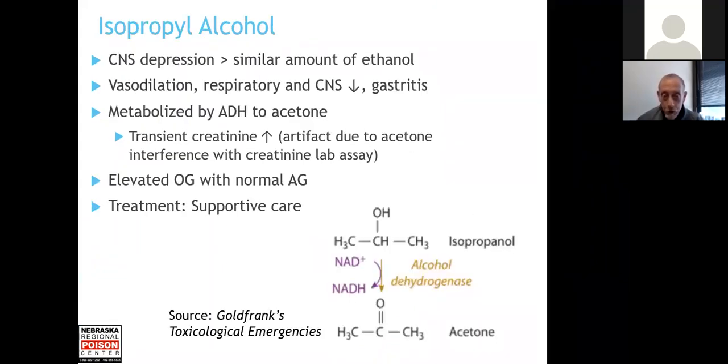So isopropyl alcohol, sometimes thought of as a toxic alcohol, but not really that toxic, mainly because the metabolite, acetone, is not really any more toxic than the parent compound. But a lot of people with alcohol use disorder know that this is your go-to substance if you can't get a hold of ethanol. It's a little more intoxicating than ethanol, and it'll get you a little more sick. It may cause some bump in your creatinine, but that's a lab artifact. It interferes with some lab assays for creatinine, but they don't really have kidney failure. The acetone goes away, and their creatinine returns to normal.